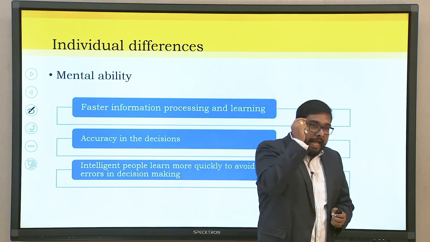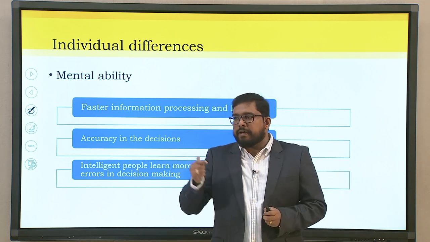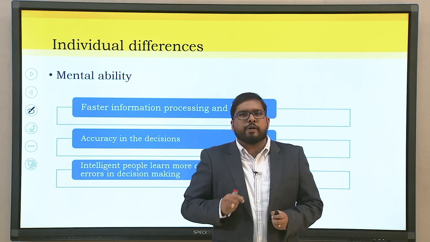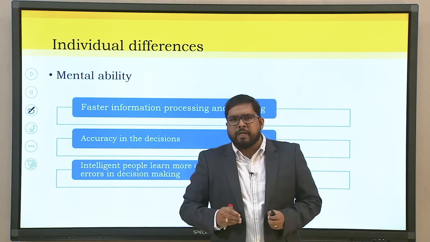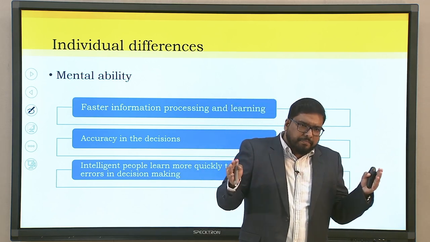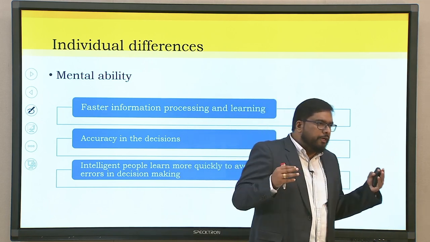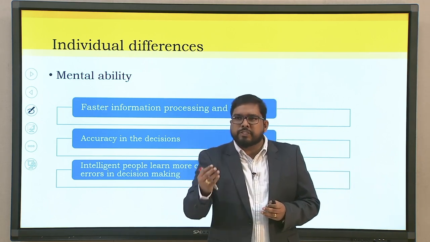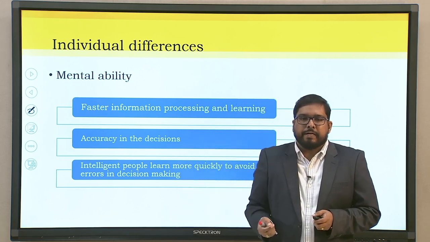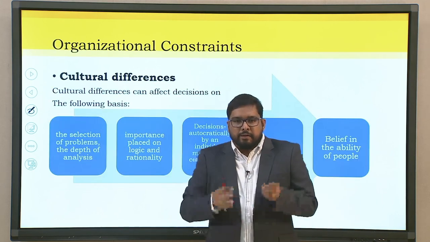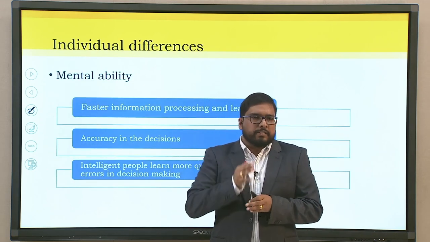As a manager, you might need accuracy in making decisions. There cannot be a faulty decision, because that can put a dent on the pockets of the organization. Or, if you are in an R&D department, you could be in a very critical area of, let's say, space science or nuclear physics. So there could be situations where the accuracy of the particular individual matters. Intelligent people learn more quickly to avoid errors in decision making. So these are some of the mental ability aspects with respect to individual differences.